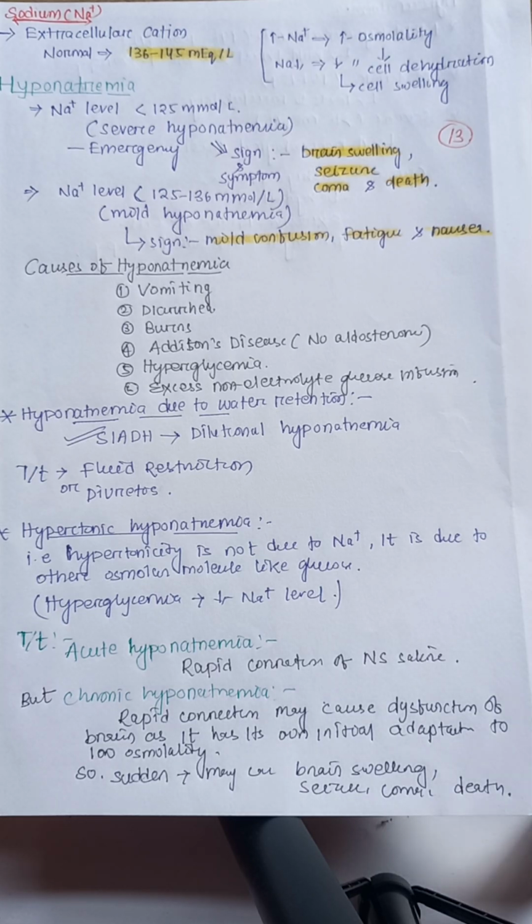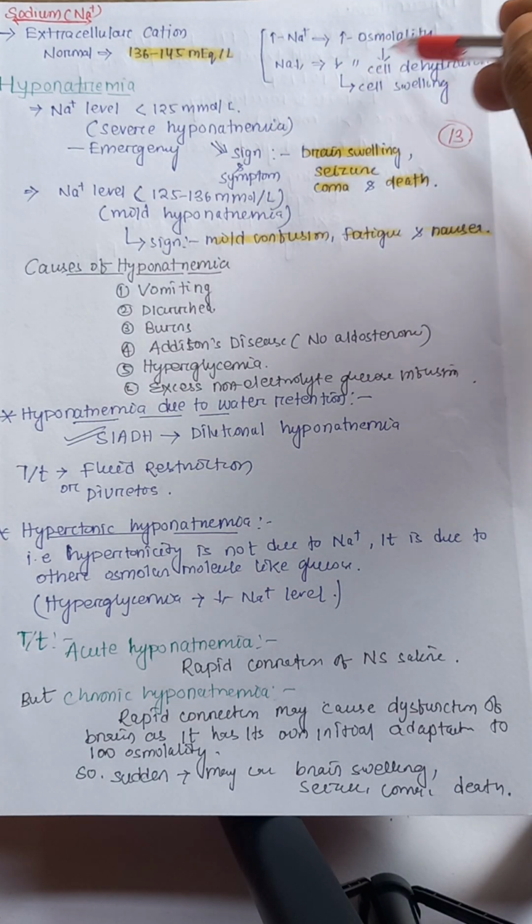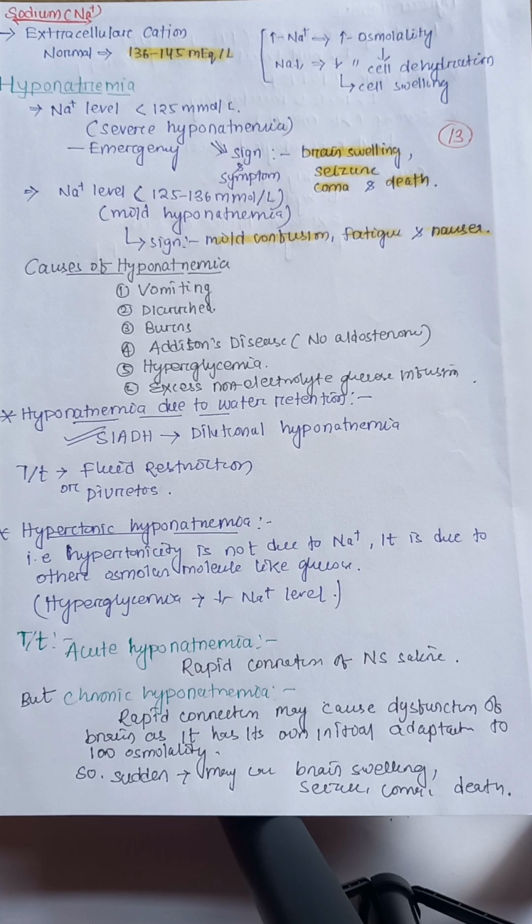Okay, so see, hyponatremia with a sodium level less than 125 millimoles per liter, where the normal level is as given, is called severe hyponatremia. Severe hyponatremia causes brain swelling. I have said that a decrease in sodium means a decrease in osmolarity. If osmolarity decreases, the cells swell. So cerebral edema may be manifested in hyponatremia: brain swelling, seizure, coma, and death all happen if sodium is less than 125 millimoles per liter.